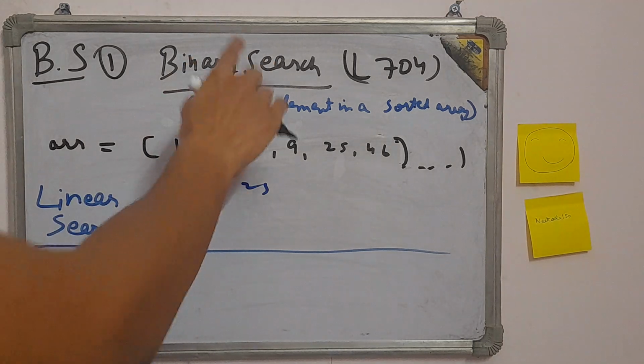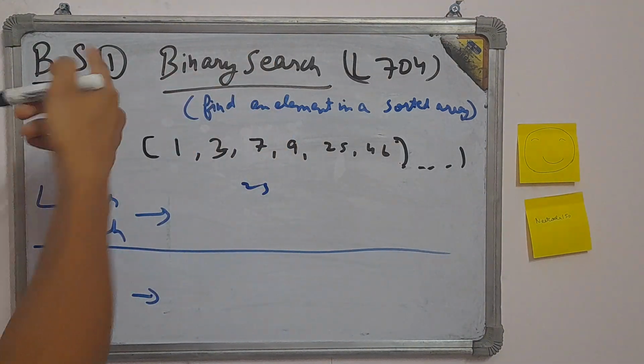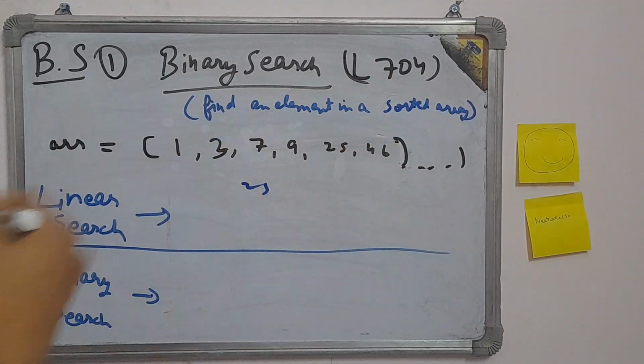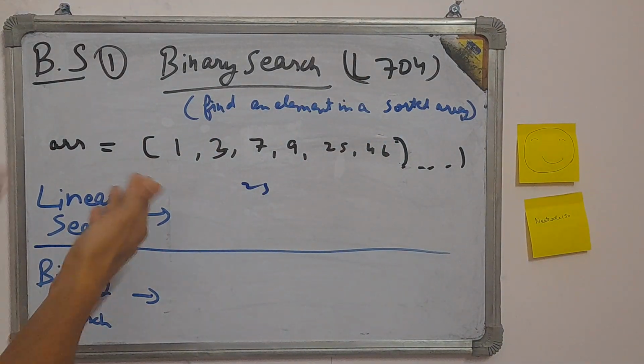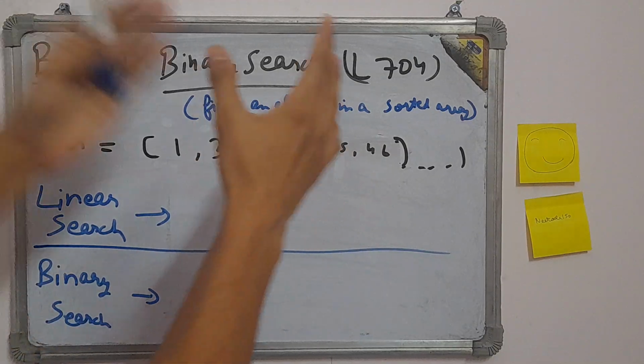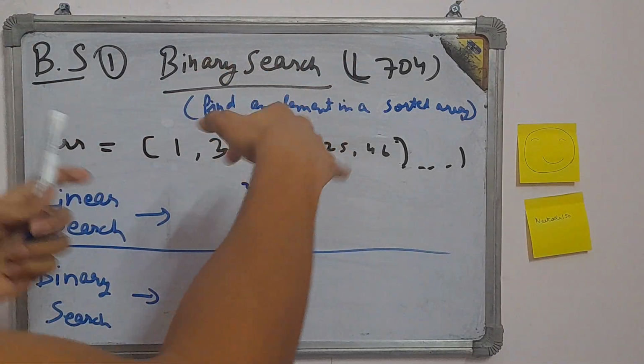So today we're going to start a new topic, which is binary search in a LeetCode playlist. It is the first question of binary search, which is binary search. Let's say, for example, the question is find an element in a sorted array. So now let's see. I have given you an array 1, 3, 7, 9, 25, 46. For simplicity, I am giving you a small example, but it can be very large as well.